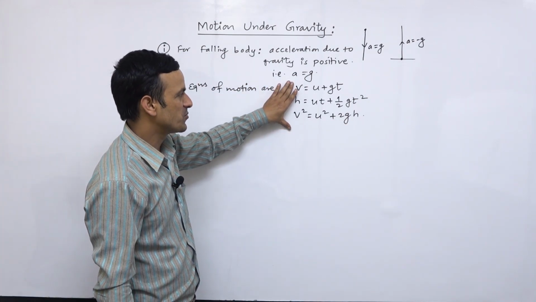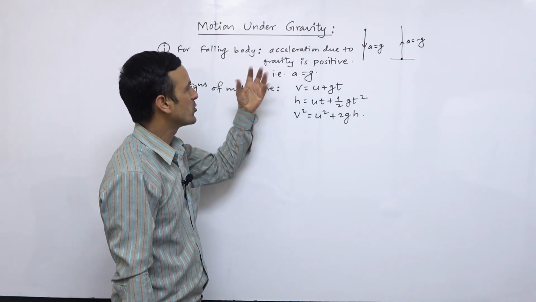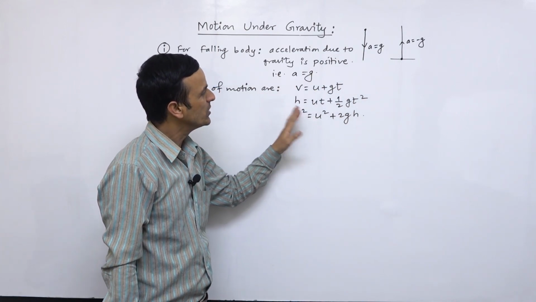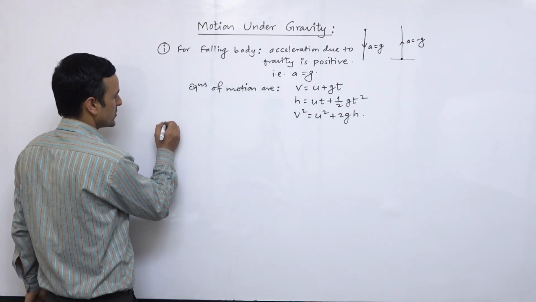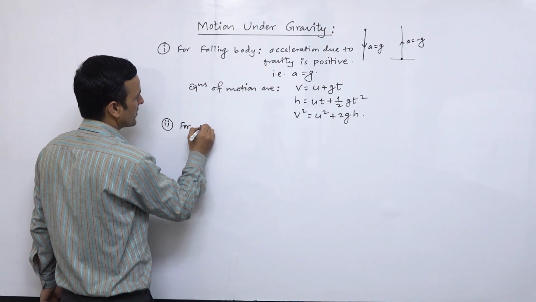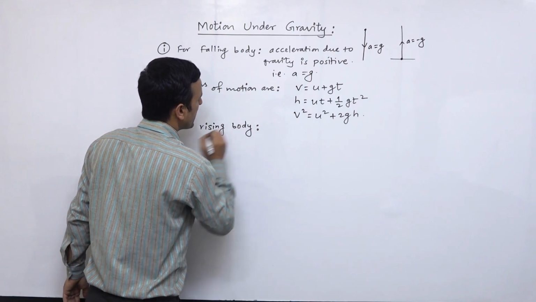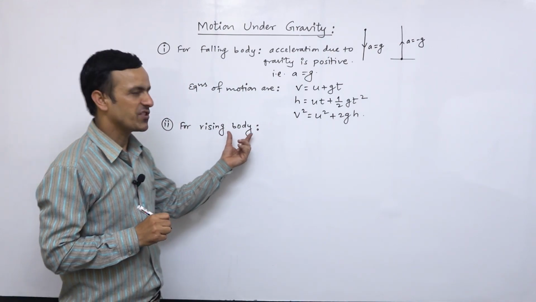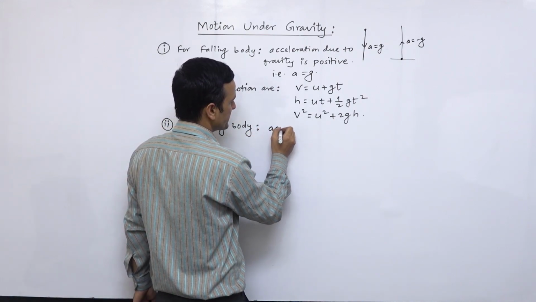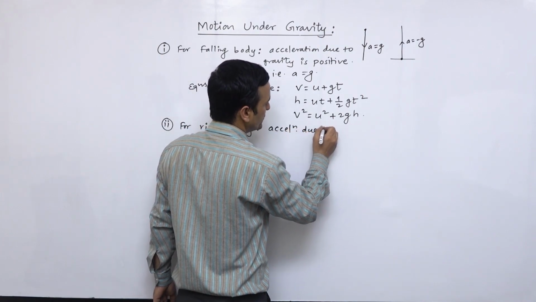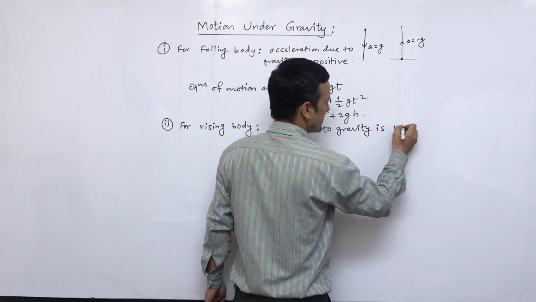So these are the equations of motion applied in the motion under gravity. Gravity को under मा भएको motion लाई हामी यसरी express गर्न सक्छौं. So these formulas are useful to solve the questions in exercises. So similarly, for rising body, if any body is projected up, then acceleration due to gravity is always negative. So acceleration due to gravity is negative.